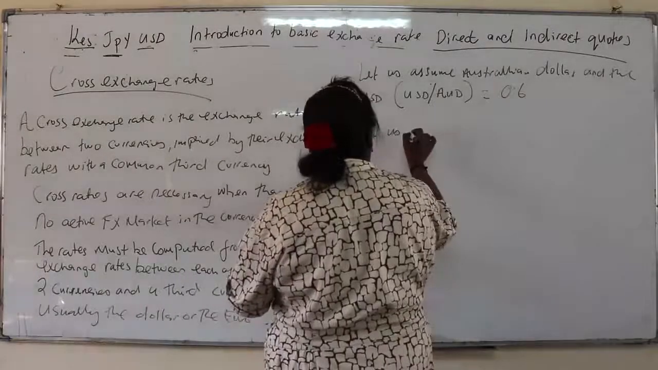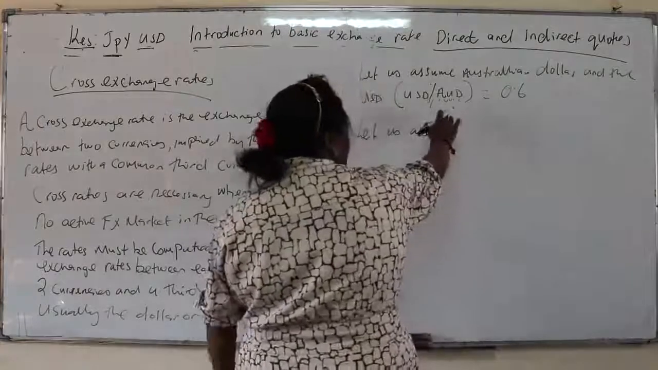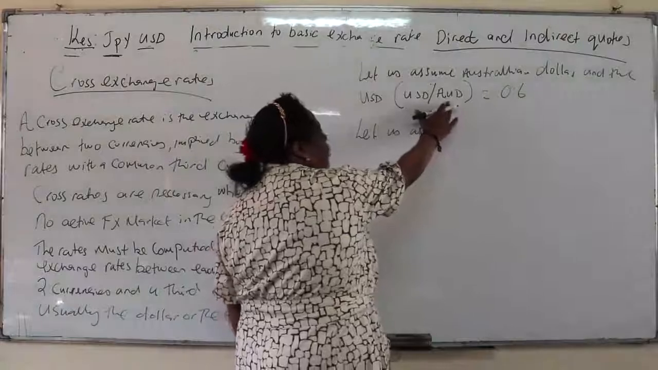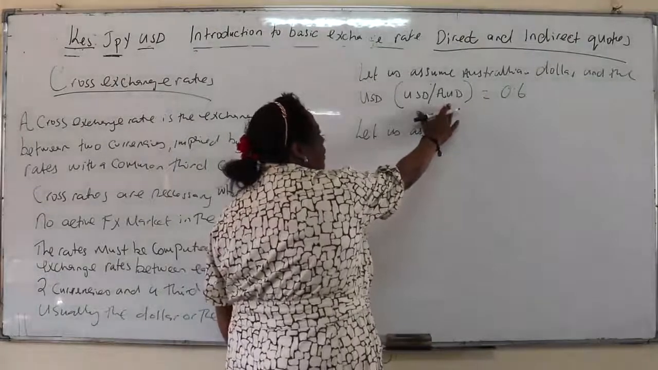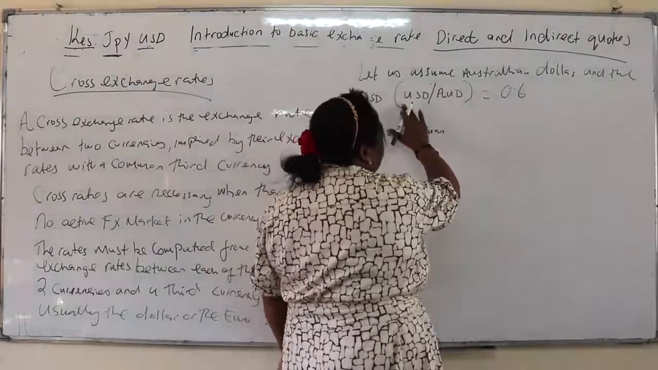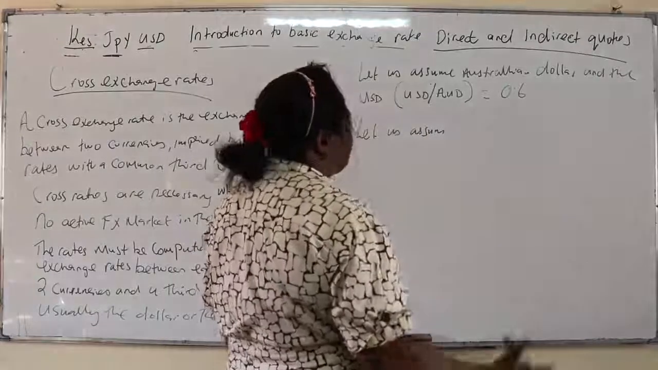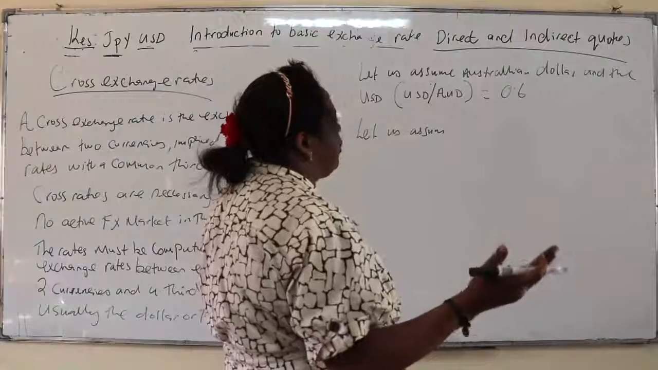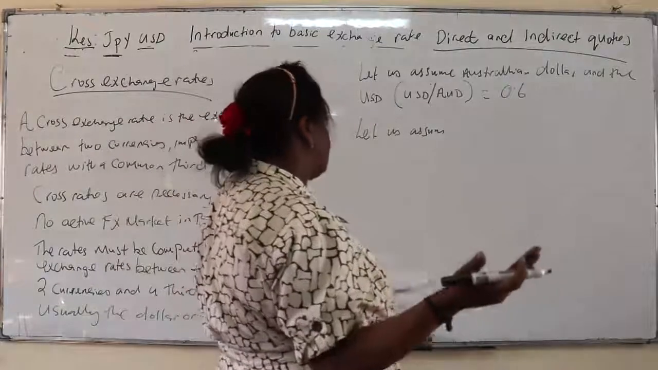So what does this mean? For each Australian dollar, it is going to be 0.6 of the US dollar. So 0.6 is the cost of one Australian dollar.